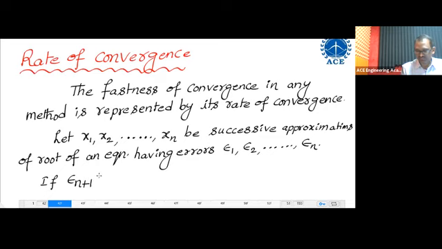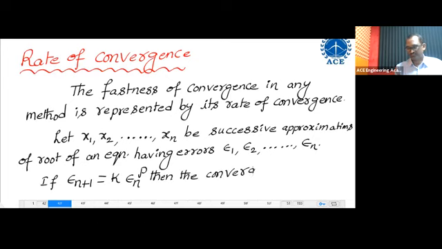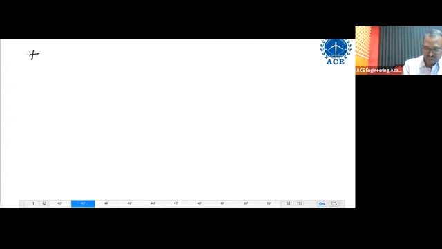If epsilon n plus 1 is equal to k times epsilon n power p, then the convergence is said to be of order p.